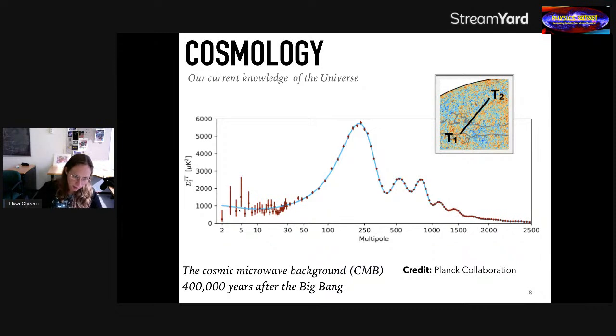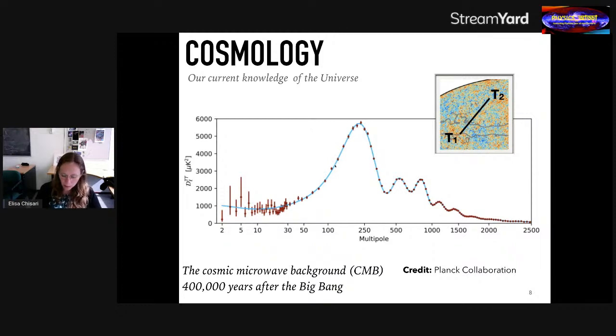And you see that that model, which is the blue line, goes through the data really exquisitely. So the data has tiny, tiny error bars, which you can barely see in these points, and the line goes through it very, very well. So it means that our model for this baby universe is very good.